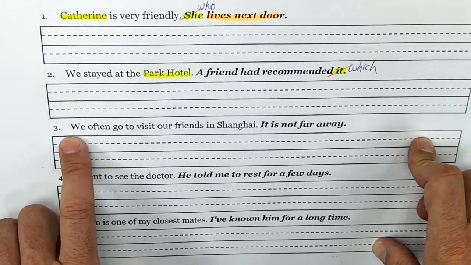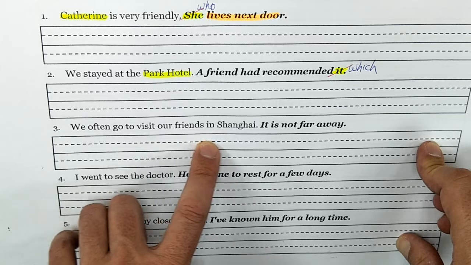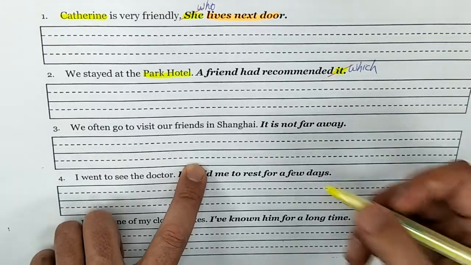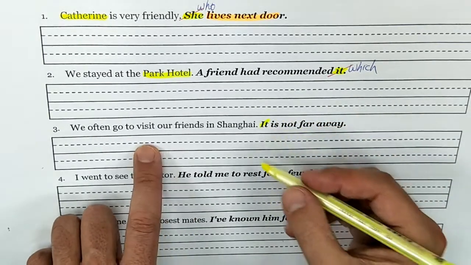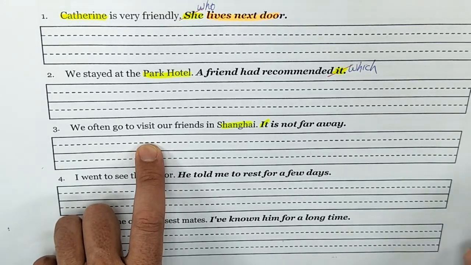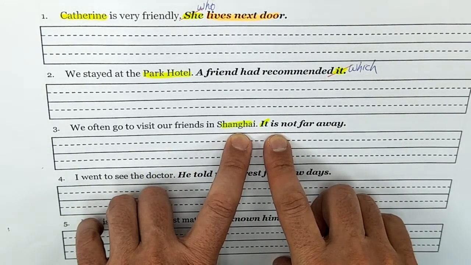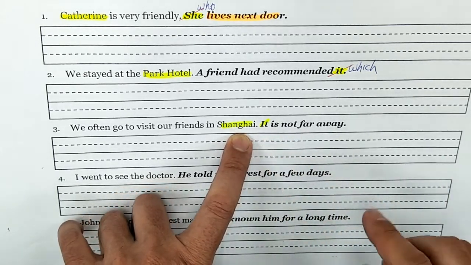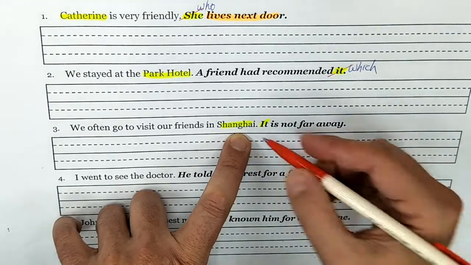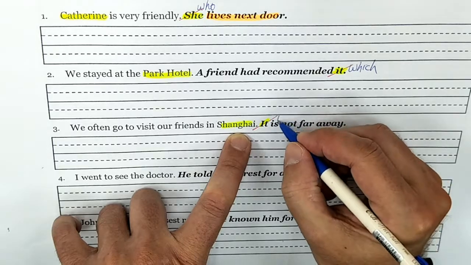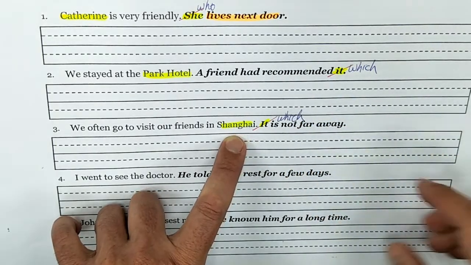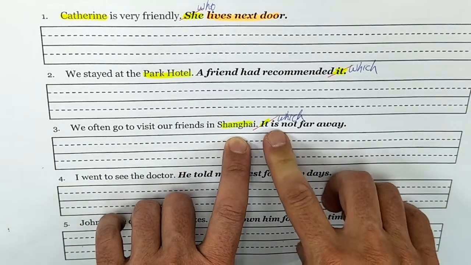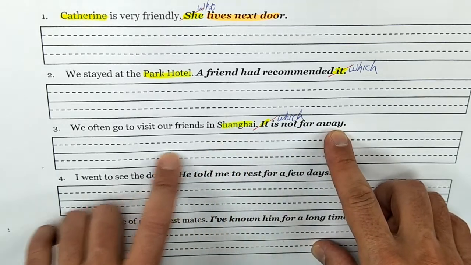Number 3, we often go to visit our friends in Shanghai. It is not far away. Okay, well, here we have it. And well, what it? Well, Shanghai. Okay, now Shanghai is a place, right? So maybe some people say, let's use where, but I don't think so. I'm going to take this it out and I'm going to write which. So our new sentence is, we often go to visit our friends in Shanghai, which is not far away.